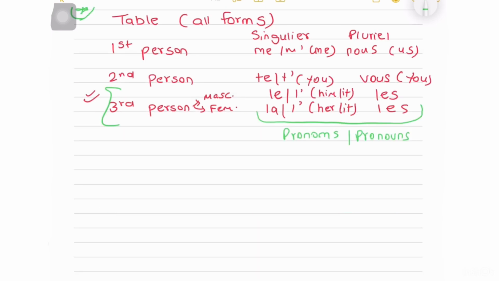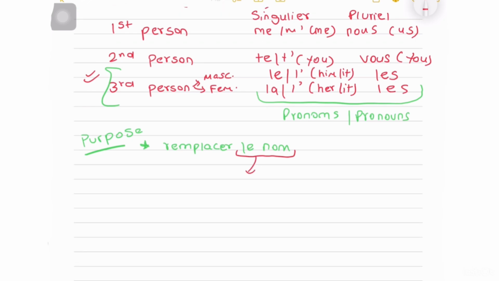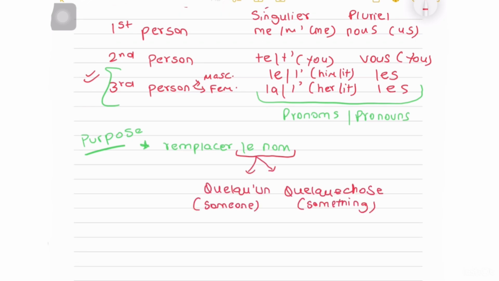And what exactly is their purpose? Their purpose is to replace the noun, to replace the object. So the purpose is remplacer le nom. And this noun, that is your nom, will be directly after the verb. This nom can either be quelqu'un or quelque chose, that is someone or something. So you can ask the question qui or quoi.